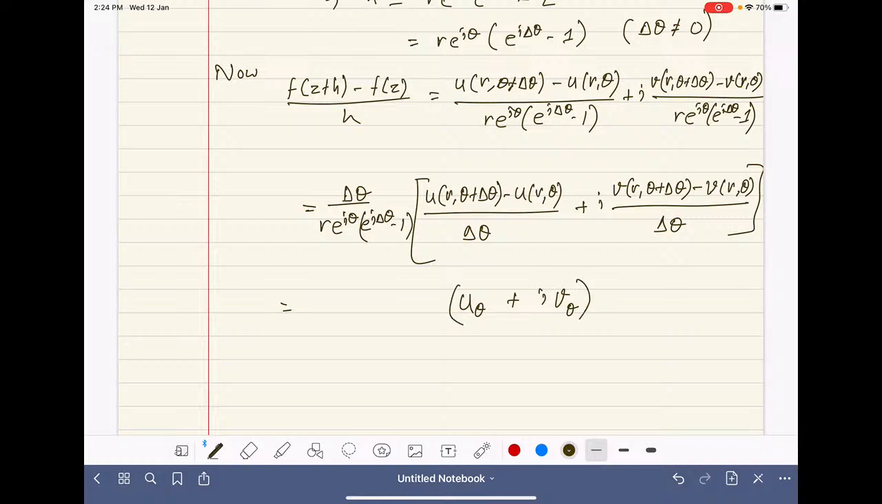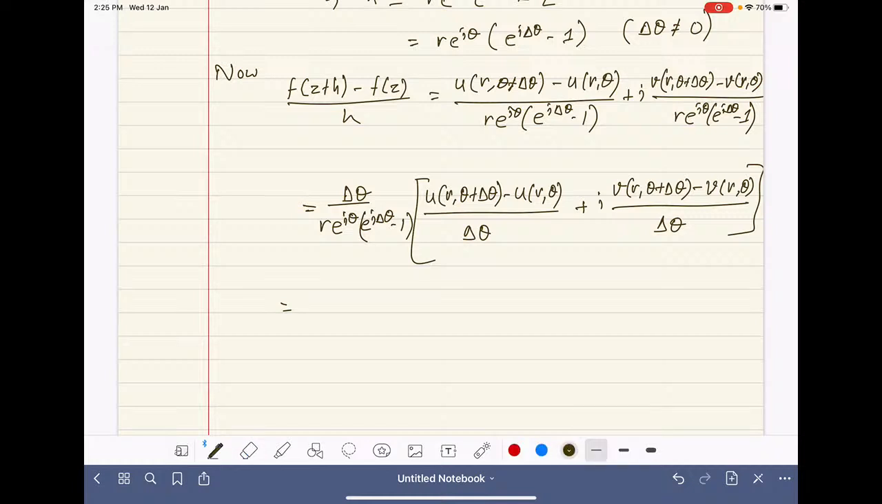So this is u theta plus i v theta, precisely when we apply del theta approaching 0. But when del theta approaches 0, the denominator also becomes 0. So we have to adjust this first before writing the equation.